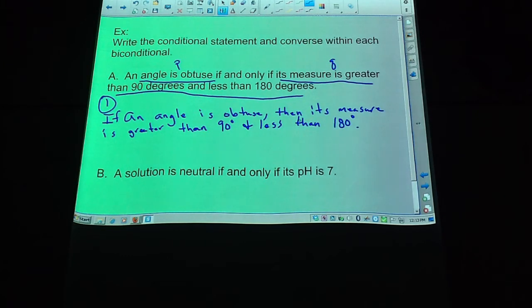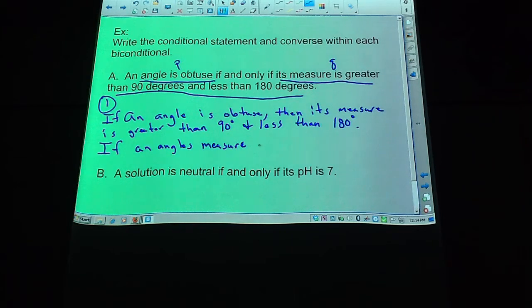Now remember, the converse just switches the hypothesis with the conclusion. So to write it backwards, we need to make the conclusion the hypothesis and the hypothesis the conclusion. So again, we're going to start it off with if, that's a conditional statement. We're going to put an angle's measure. Notice that when I'm writing the converse here, before we had the word its, we're going to go ahead and change it to what it represents, which would be an angle.